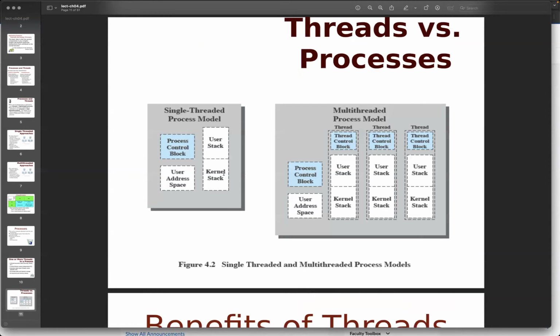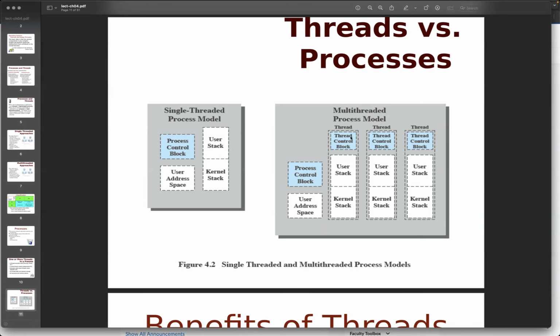And next, about threads versus the process. Here we have a single-thread process model and a multi-threading process model. For the single-thread process model, on the left-hand side, we have the PCB, user address space, user stack, and kernel stack. For the multi-thread process model, we have the same PCB and user address space, but for one single thread we just need a user stack and kernel stack, and that's it.